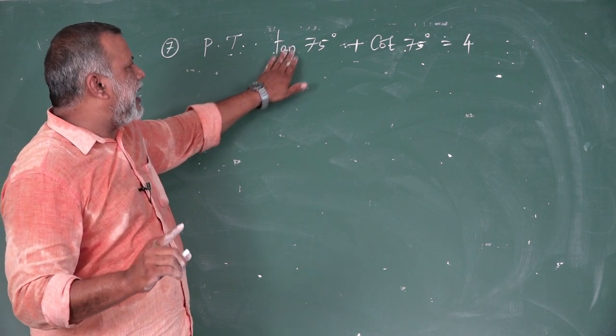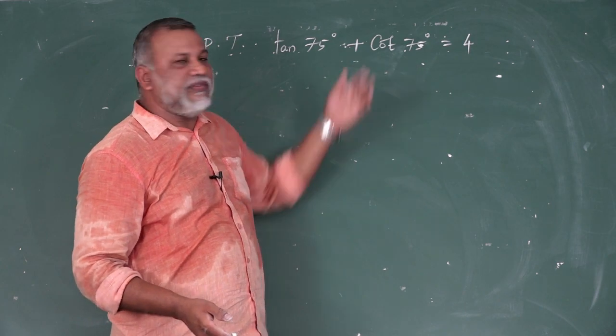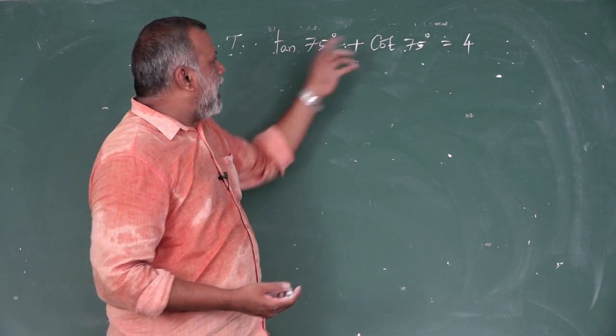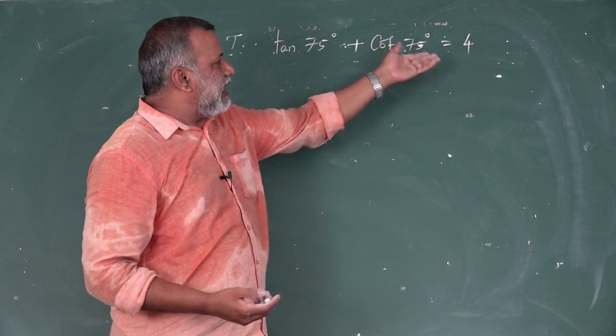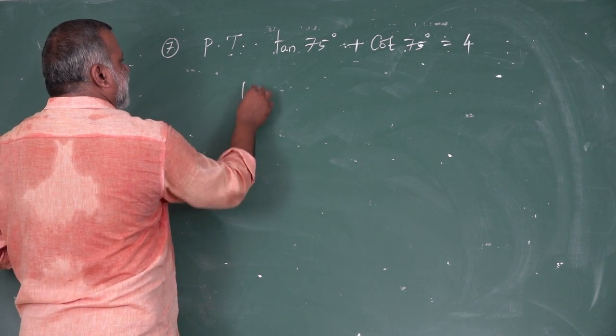What is that? Tan 75. After that, take the reciprocal value. So cot 75, we are able to get direct result. After that, we are going to add these two resultant. We can get the 4. Now I am working out only one result, that is tan 75.